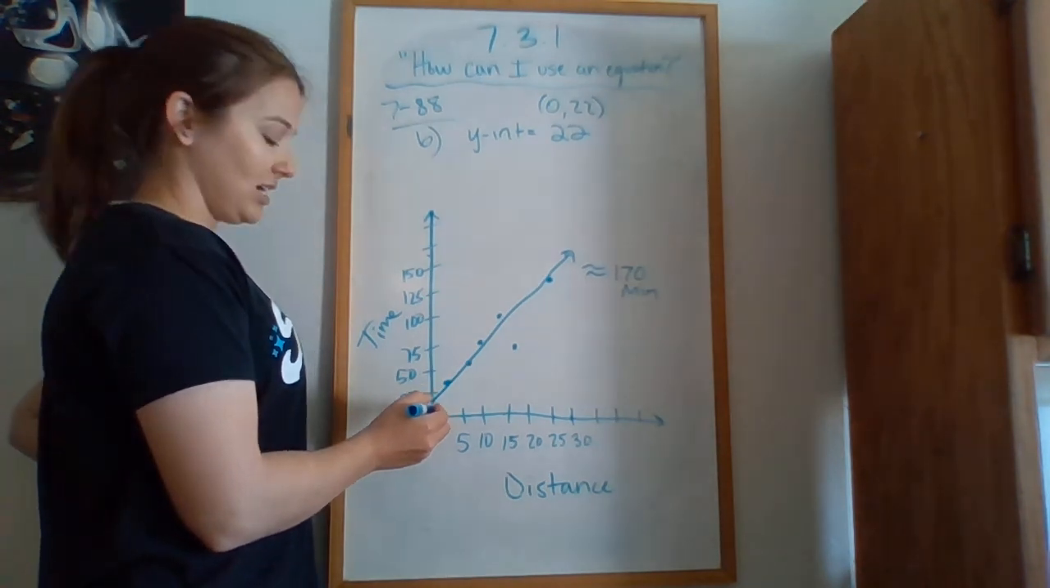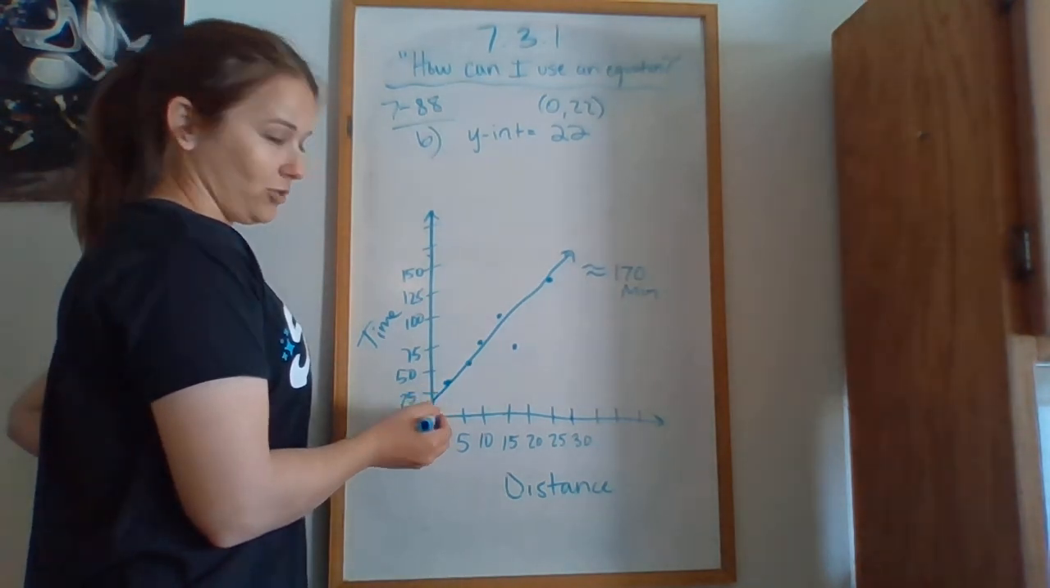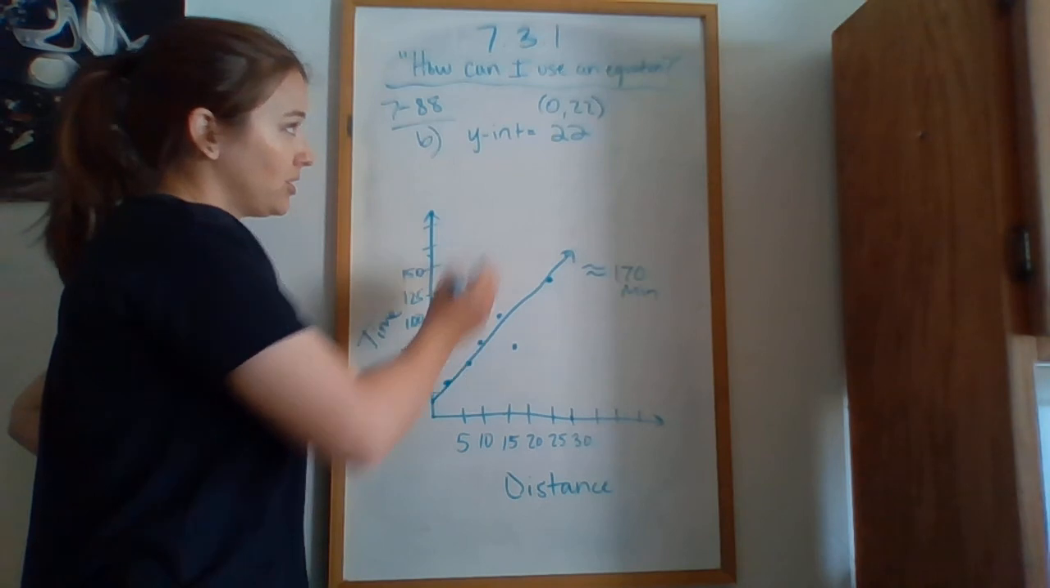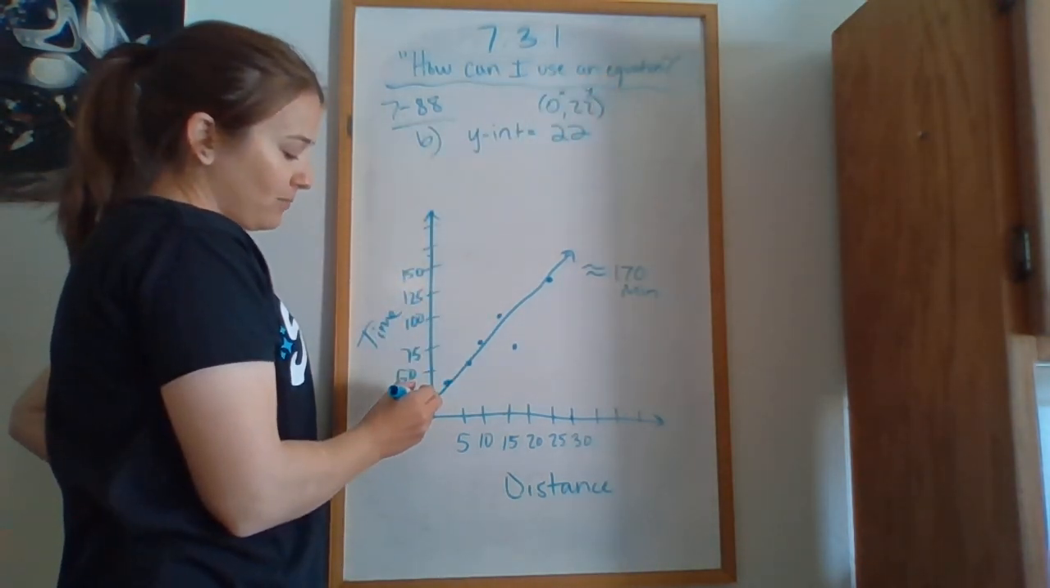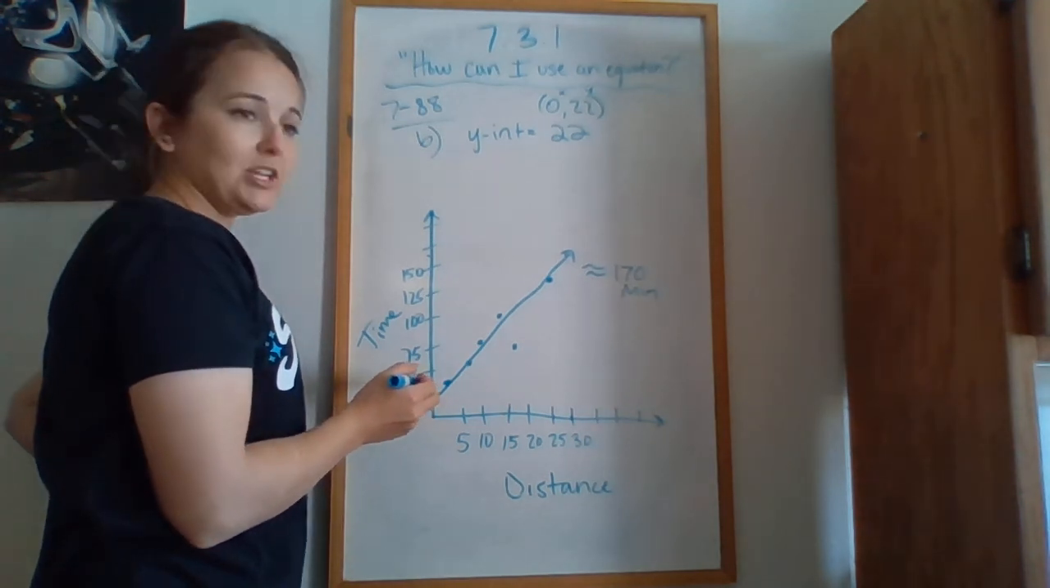So it looks like she's not moving. Well, she isn't moving because it's 0. So the x is 0, the y is 22. So she's not moving, yet it's been 22 minutes.